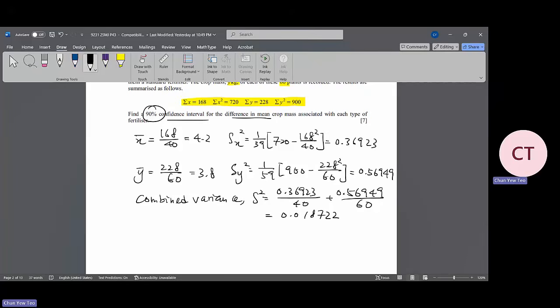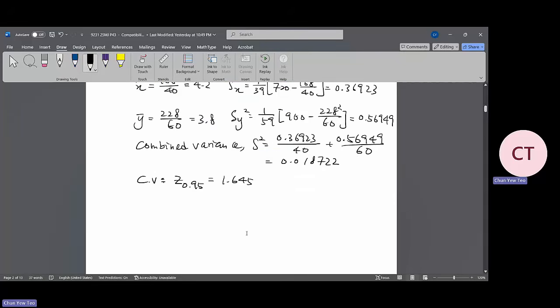Then they mentioned a 90% confidence interval. Since the confidence interval is two-tailed, we are looking for the critical value. In the formula booklet, this is the normal distribution table, 0.95. Just look from the formula booklet and you get 1.645. So now we are ready for the 90% confidence interval.